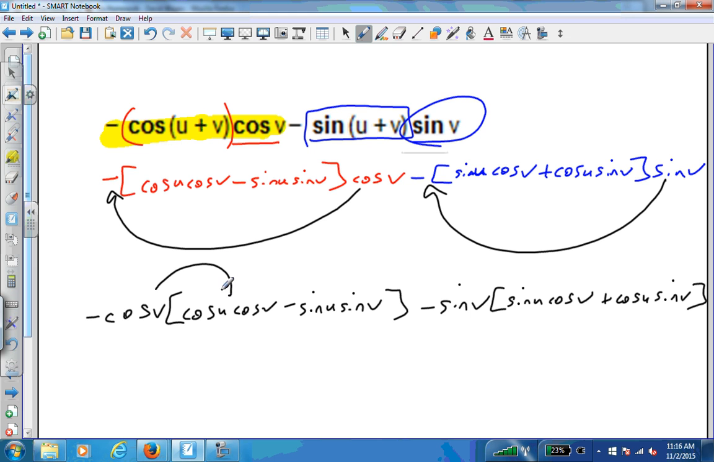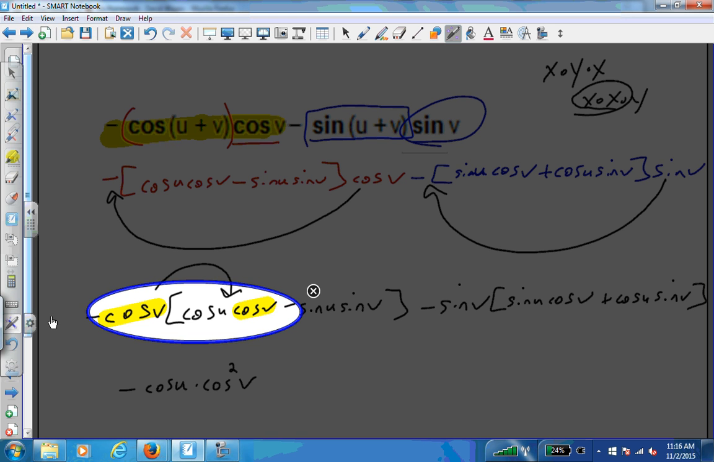So when we multiply those, are there any common factors for multiplying? So we multiply that out, negative times cosine u, and cosine v times cosine v is cosine squared v. Think if we have x times y times x, we just change the order of those. So we've got two of those multiplied together. Well, if we multiply those three things together, we've got two cosine v's multiplied together, so cosine squared v.